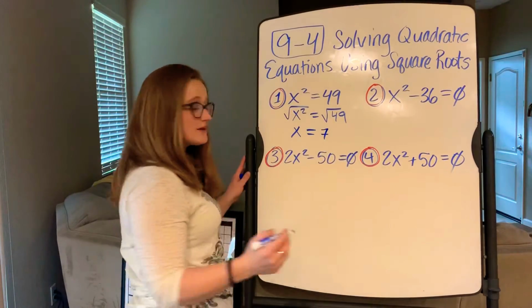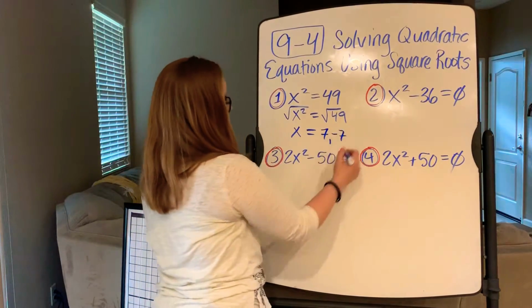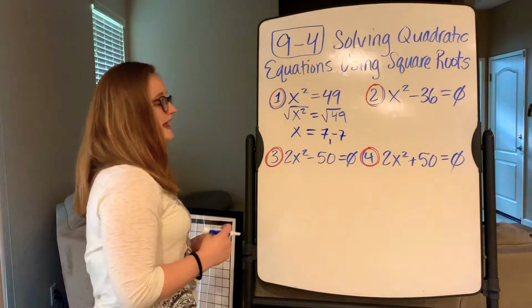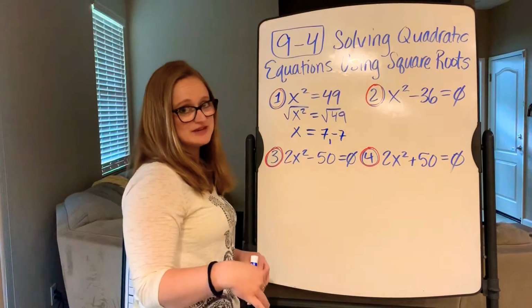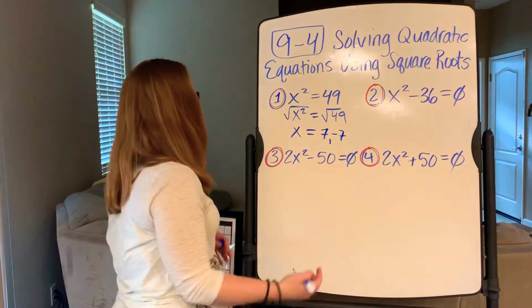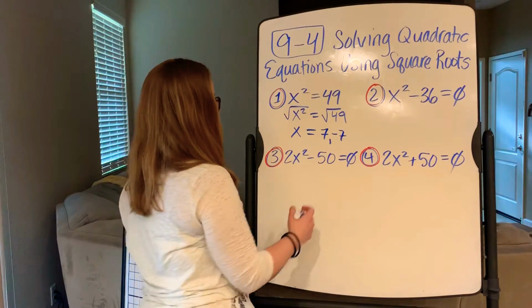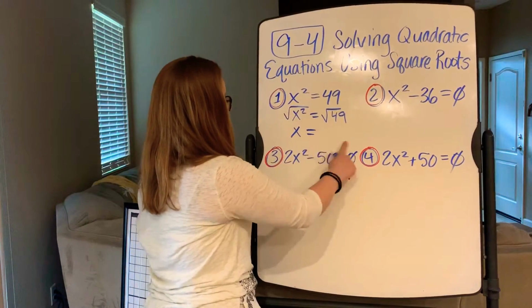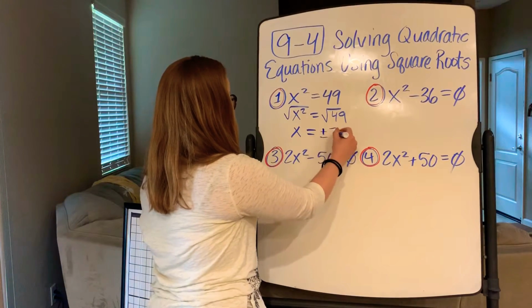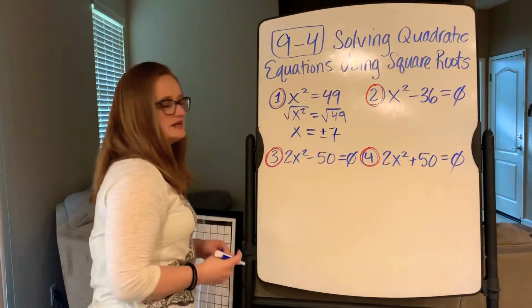But remember, it's also -7 because 7 times 7 is 49, and -7 times -7 is also positive 49. You can either write that like this, 7 and -7 with a comma, or sometimes it's written plus or minus 7, meaning positive 7 and -7.